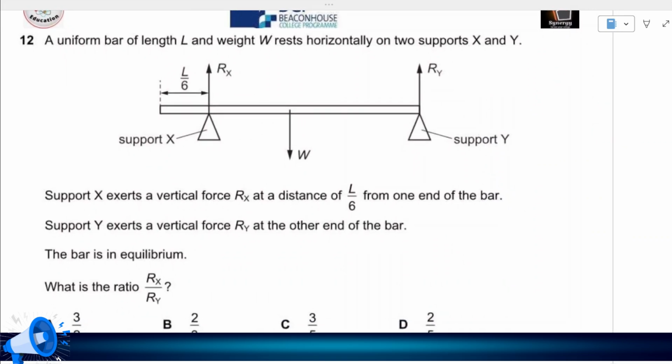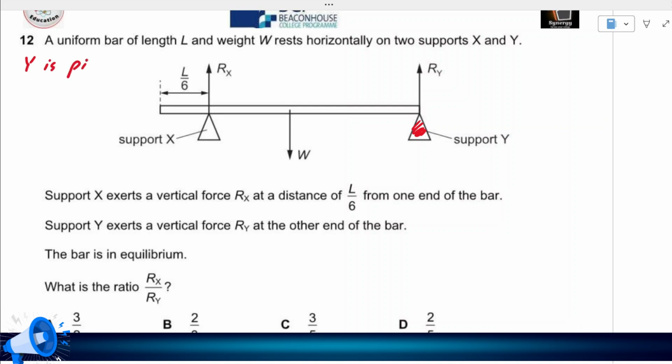Then we move on to the next one. A uniform bar, okay, this is a uniform bar and it is in equilibrium, means we can safely apply the principle of moments. We need to find the ratio of Rx to Ry. You see, we have two pivots. This is a double pivot problem. In this one, we have to assume that X is the pivot, we make an expression. Then we assume Y is the pivot, we make the other expression. Then we solve them. So let's suppose Y is the pivot.